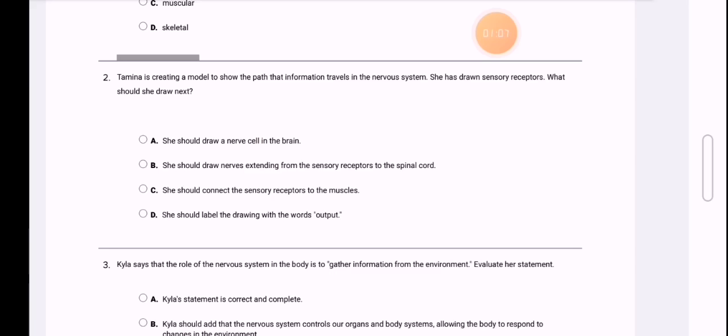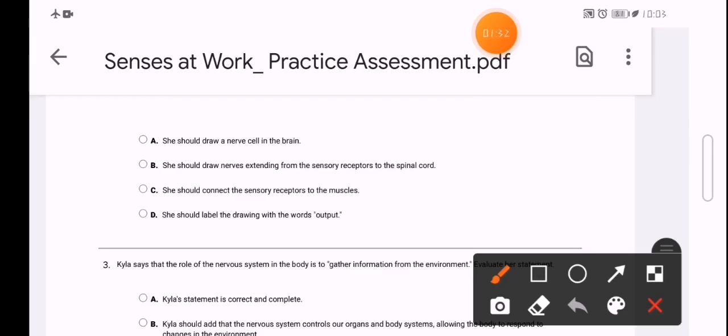Okay, so she starts with the sensory receptor. After that it will change these messages, or the stimuli, into electrical impulses to carry to our brains. She should draw a nerve cell. No, it will not be the next step. She should draw nerves extending from the sensory receptor to the spinal cord. Yes, because after that, the spinal cord passes the messages through our nerves to reach the brain.